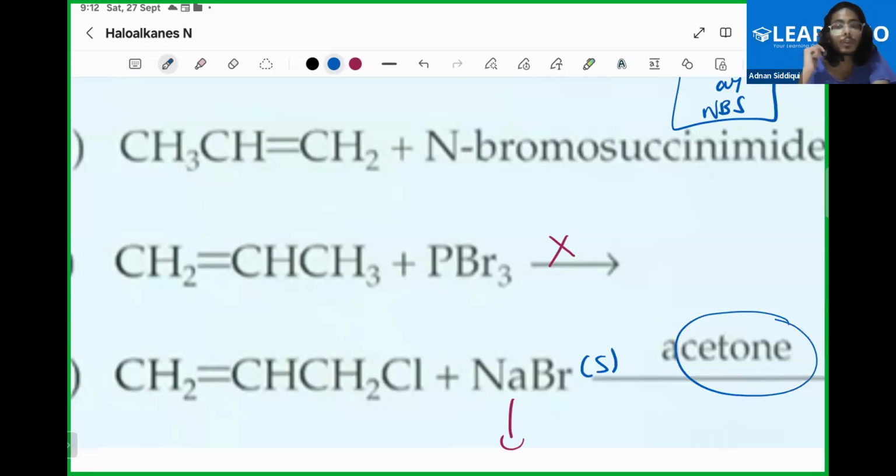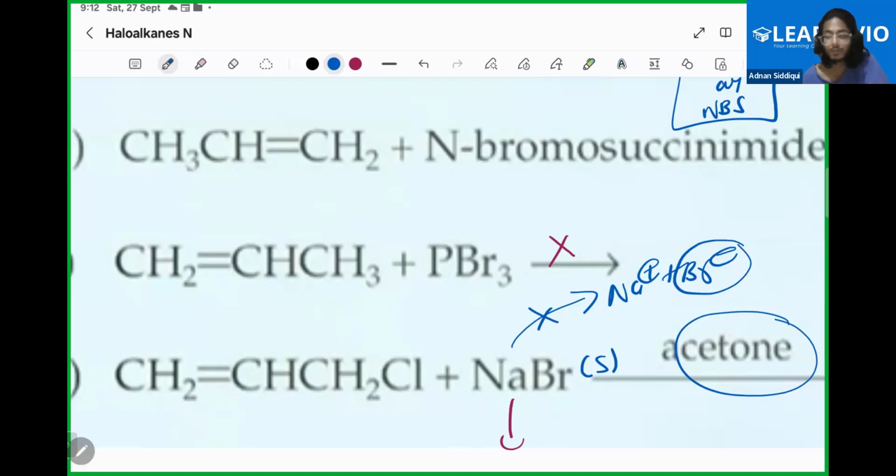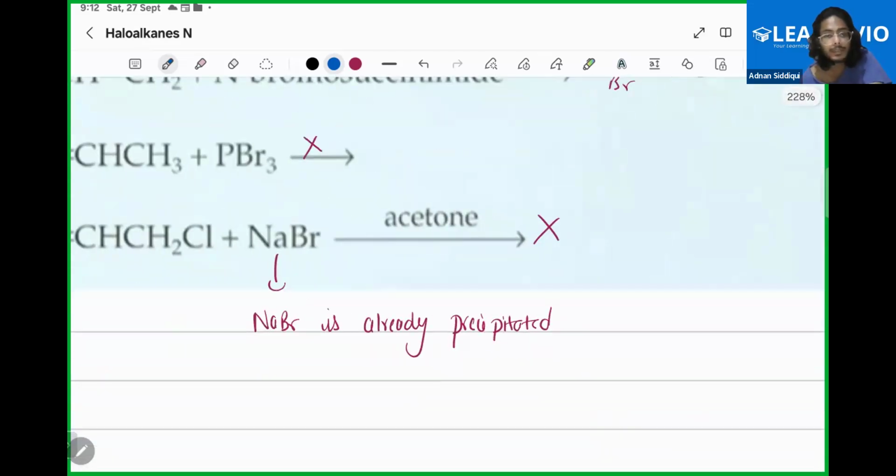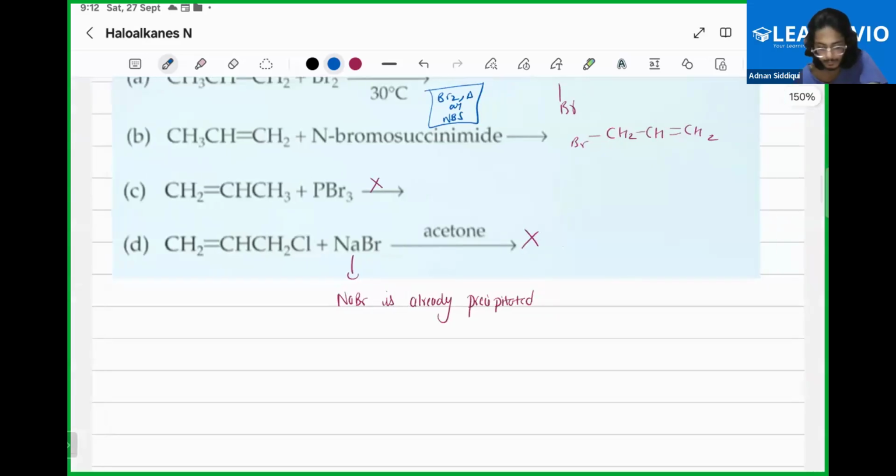To do a reaction, what do you need? You need ions. Ions are going to act as nucleophile or electrophile, right? So acetone is not able to dissociate it. It is not able to convert this into Na positive and Br negative. So you are not going to get any nucleophile in your reaction. So this reaction is not going to proceed. NaBr is already precipitated. It is not in its ionic form. Simple, clear?